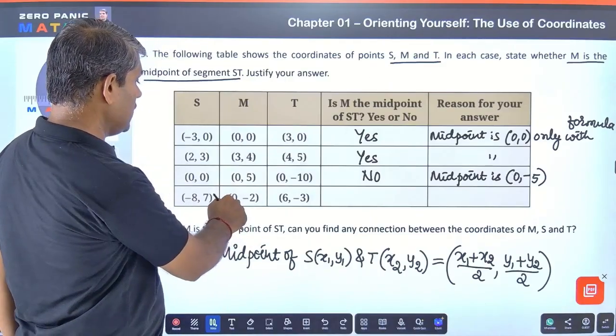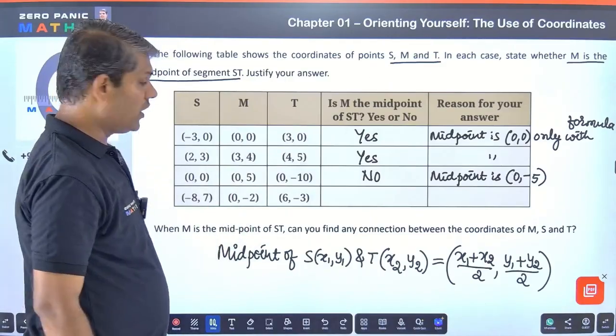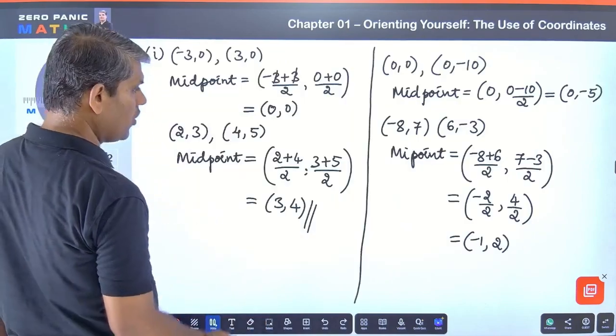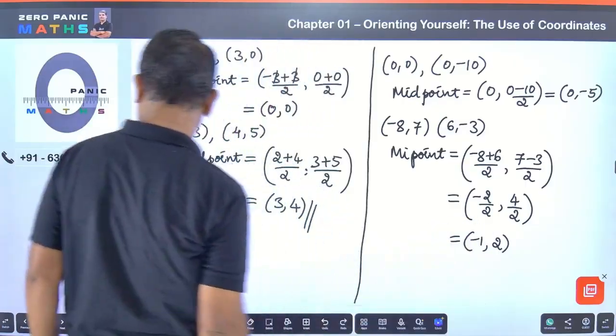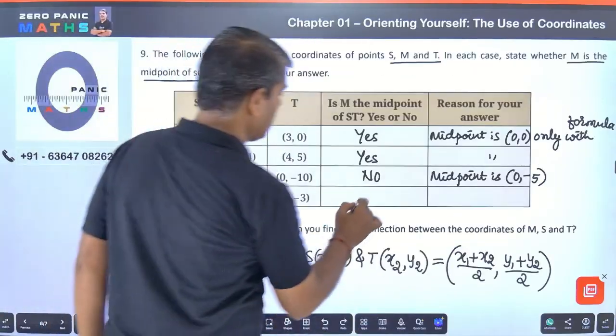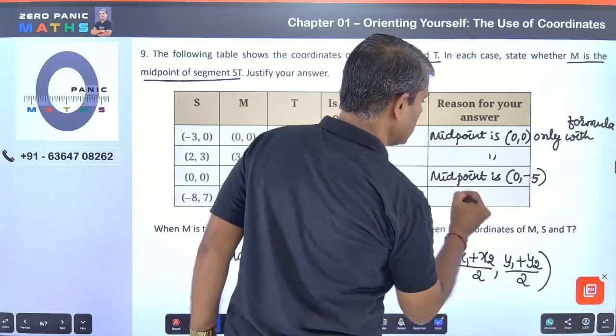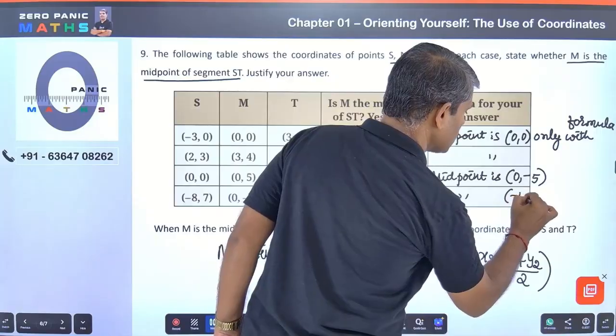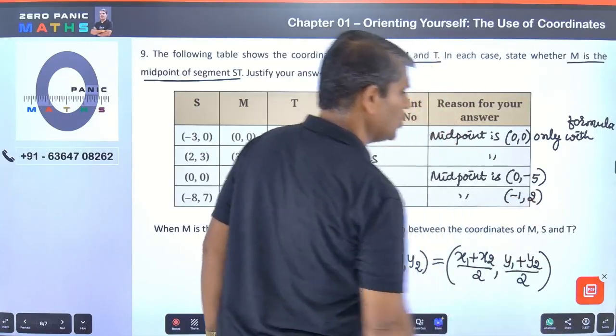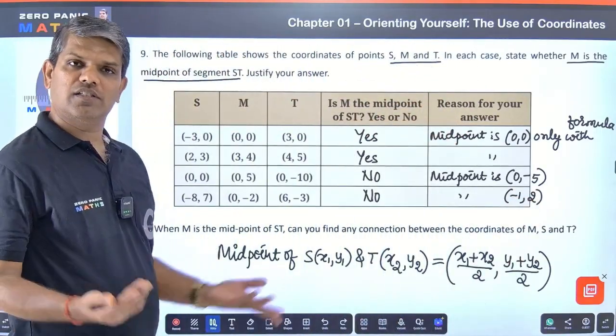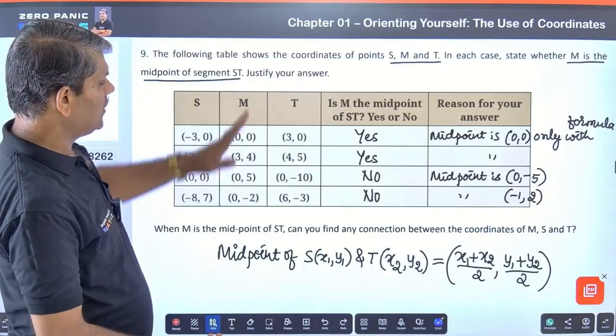No, it is 0 minus 2. Okay. What we got is minus 1, 2. So now let us write similarly. It is also no, because the midpoint is minus 1 and 2. Okay, this is how we fill in this table.